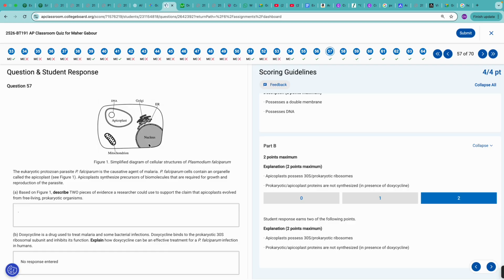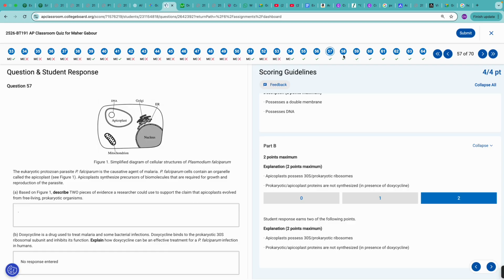When the function is inhibited, do you think that it will still be able to synthesize proteins? No, it won't be able to synthesize proteins anymore, and therefore it won't be able to grow. Okay, meaning that basically you killed the malaria cell in a way, like you stopped it from growing.